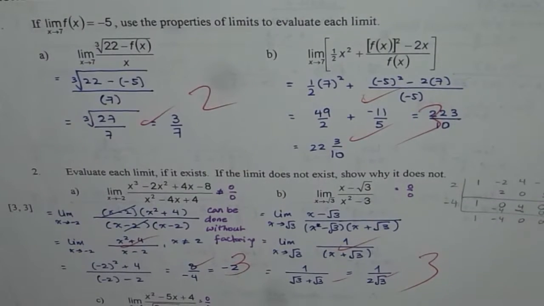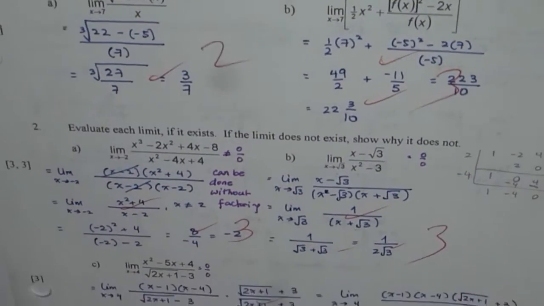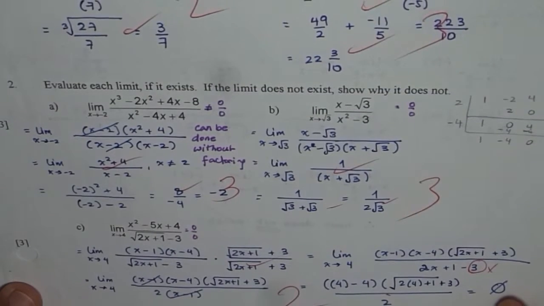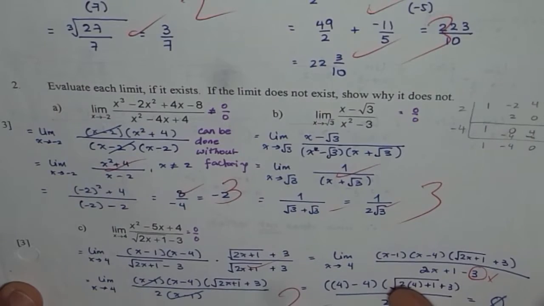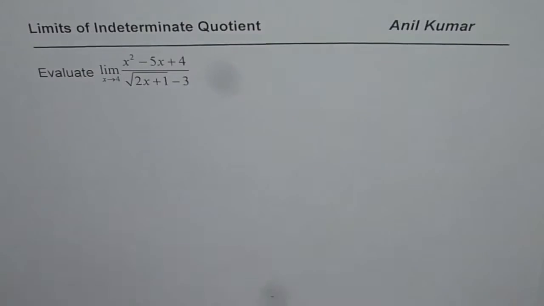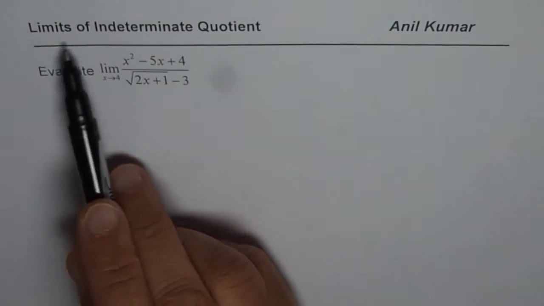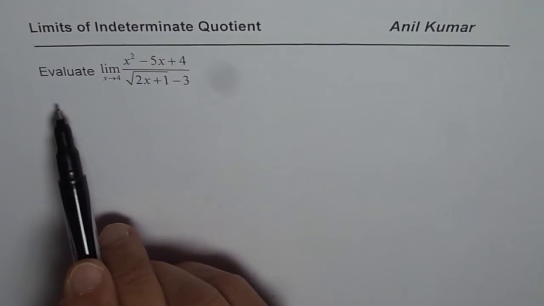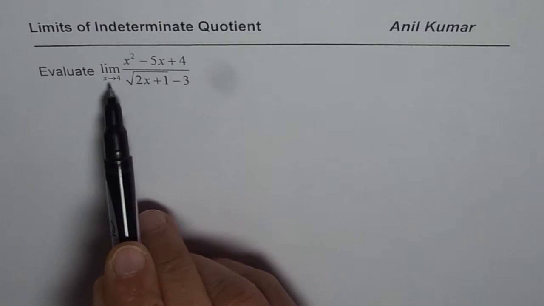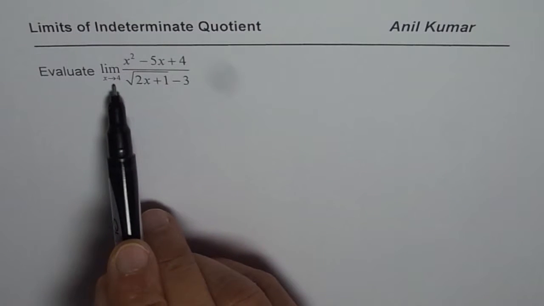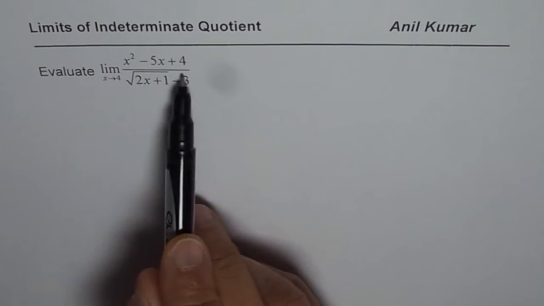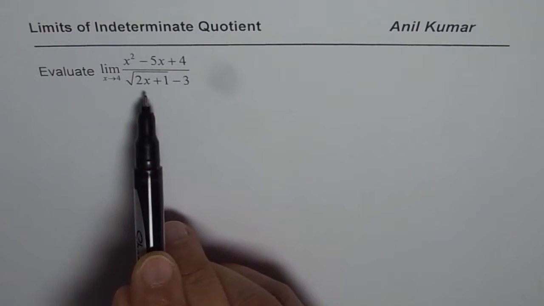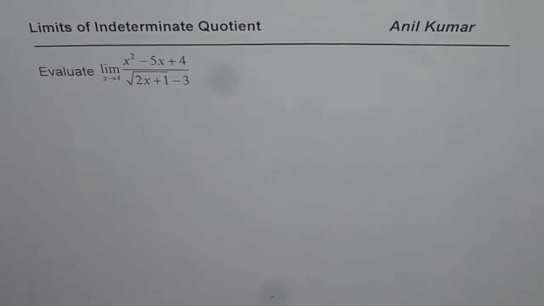Now we will discuss question number 2, part C. Here is the question, which is based on limits. So that is the question which we are going to discuss now in detail. We are discussing limits of indeterminate quotients. The question is to evaluate the limit as x approaches 4 of x square minus 5x plus 4 divided by square root of 2x plus 1 minus 3.